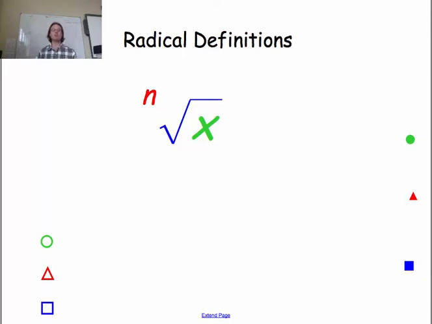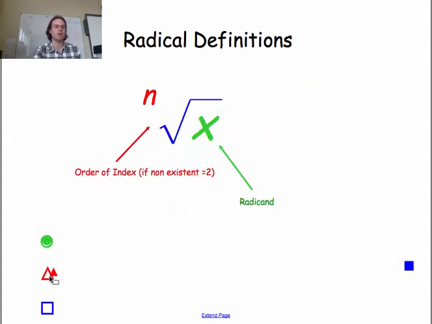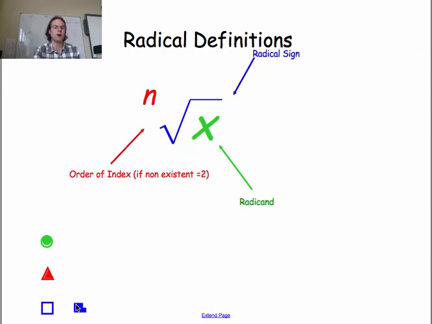So to start off, we're just going to do some definitions here. Take a look. The x inside there is called the radicand, this green guy. The next one, that n, is going to be my order or the index. My last one, that blue little symbol, is called my radical sign. All right, that there is the radical sign. Okay? So now that we know my definitions, which are important to know, we're going to start with some examples.